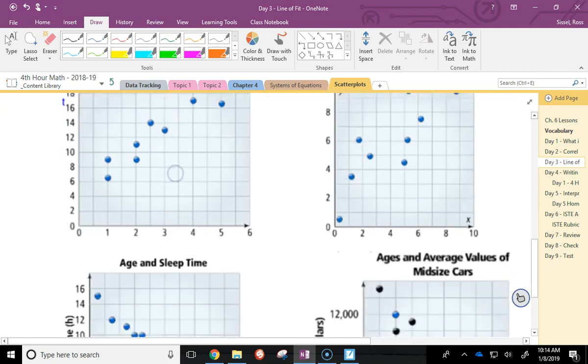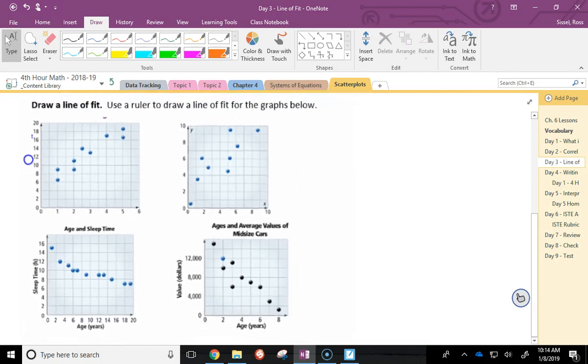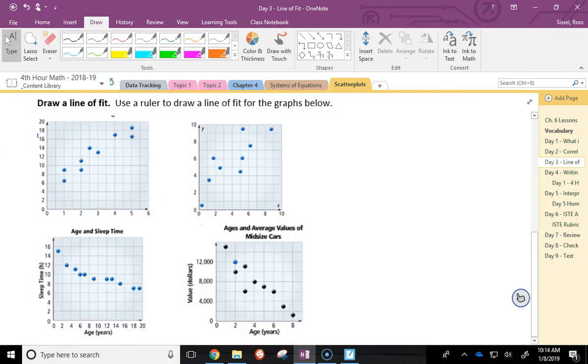Okay, real quick, and then we'll do our activity. Use a straight edge. Use something. Do not freehand. I'm going to pause this. I need you guys to use a ruler and draw your line of best fit on 4 examples. See if you can do that.